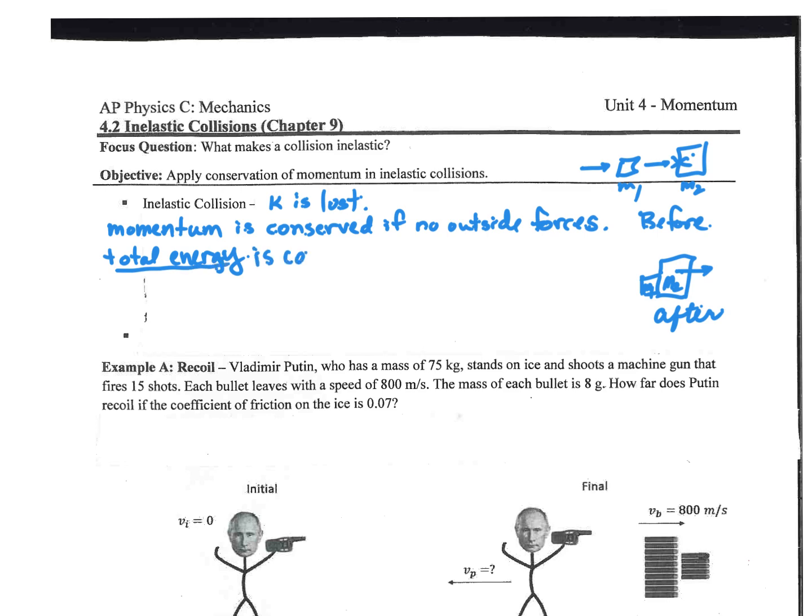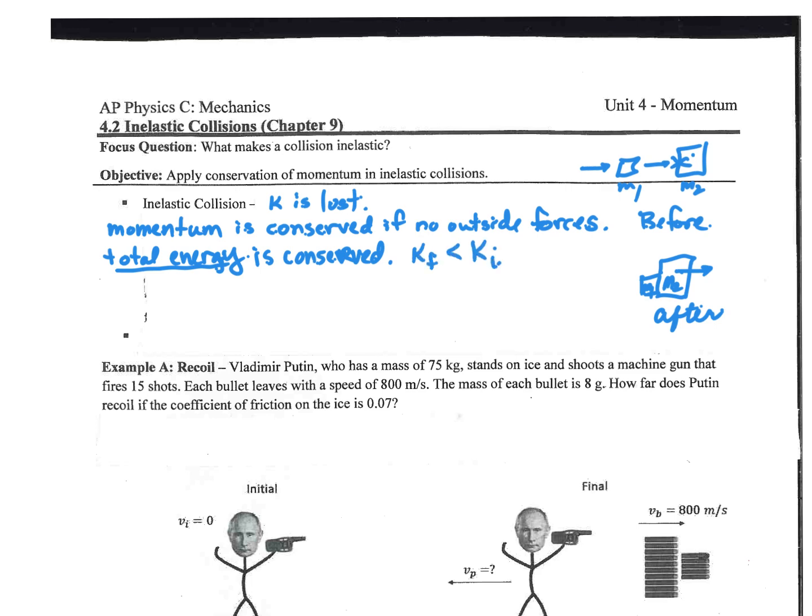So maybe that kinetic energy through speed is going towards what? Maybe it's going towards thermal energy. There was heat generated. Maybe it was lost due to friction. Maybe it was lost through sound. Maybe it was lost through deformation. So the total energy is conserved, but the kinetic energy is lost. So K final is always going to be less than K initial in an inelastic collision.